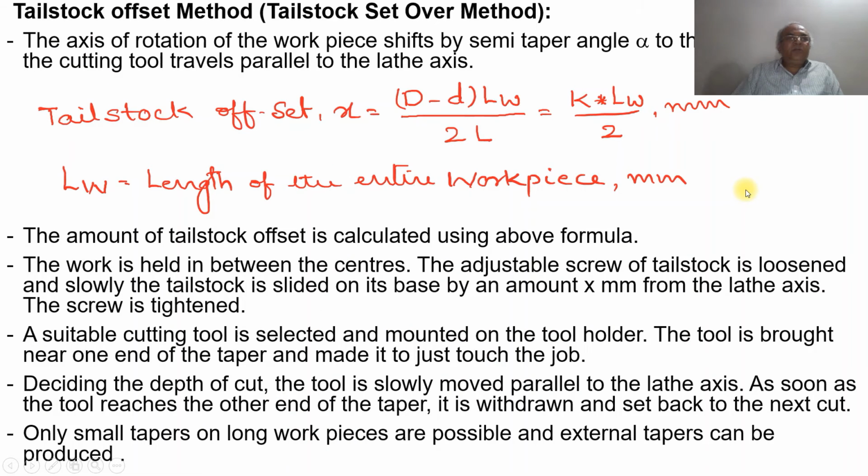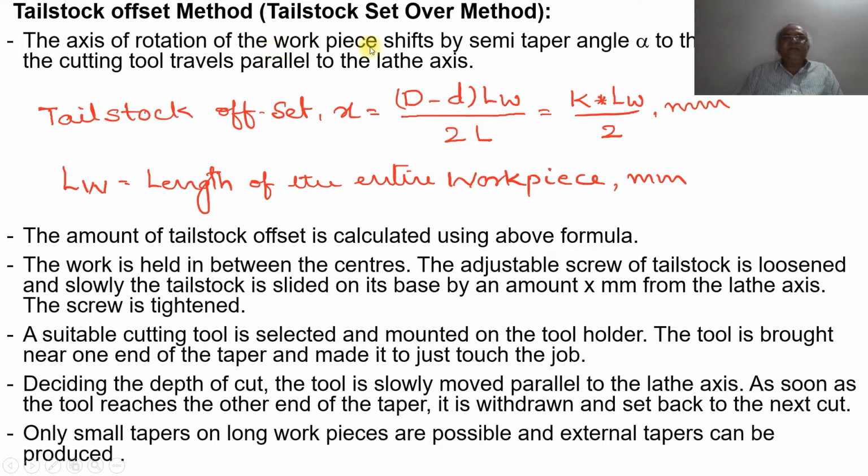To do that, the tailstock offset x will be equal to (capital D minus small d) into the length of the entire workpiece LW by 2L. That will be equal to K into LW by 2, where K is nothing but (D minus d) by L, and LW is the length of the entire workpiece. That will give you the offset distance x.